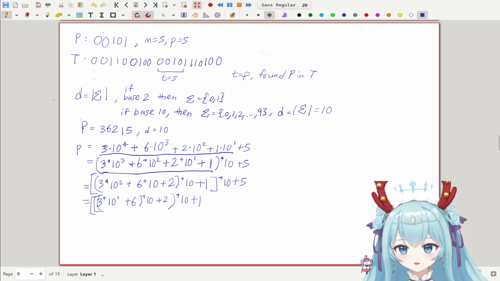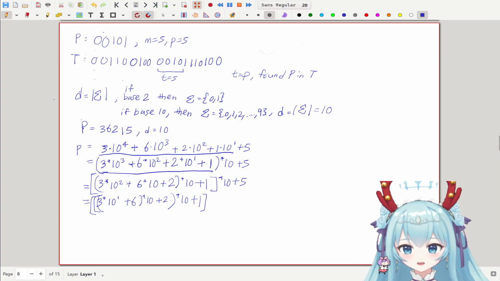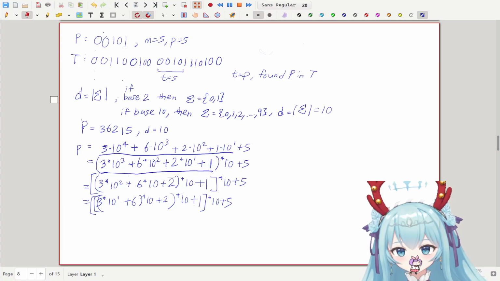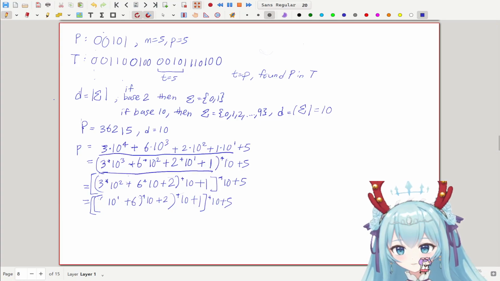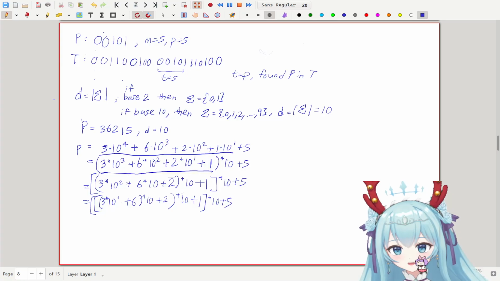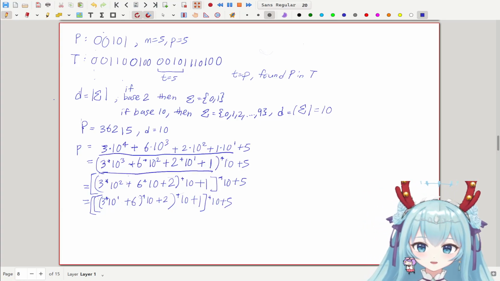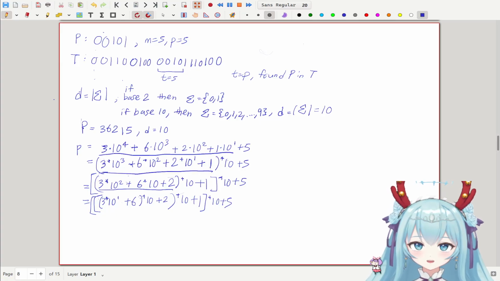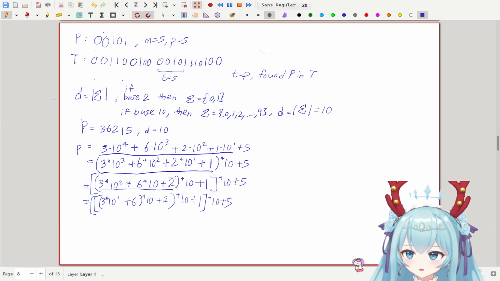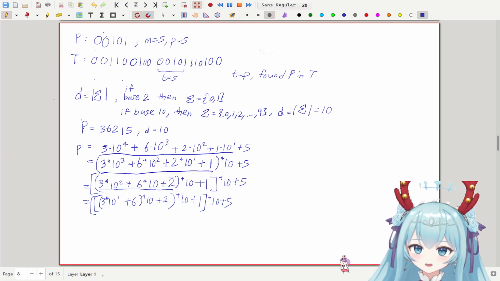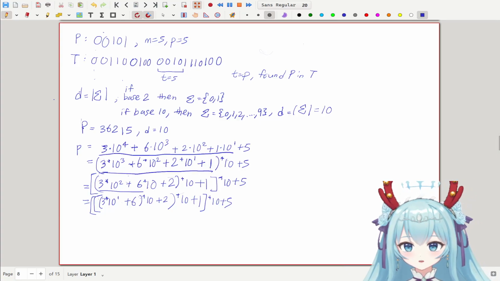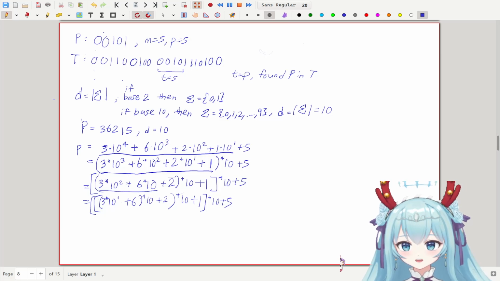So now we're just copying the line above it. Actually, let me just tidy this out a bit. Sorry, we factored this out to get this over here.